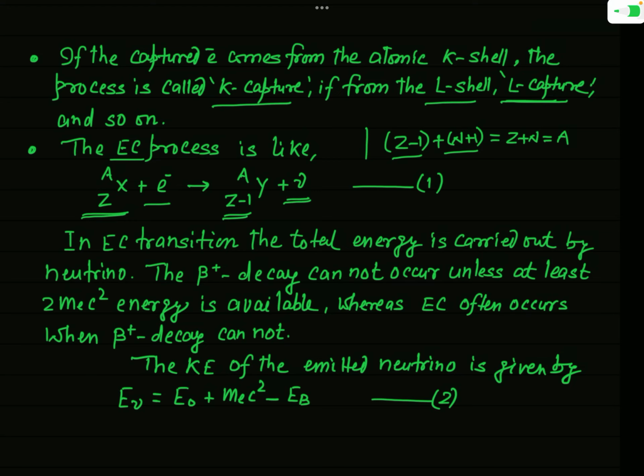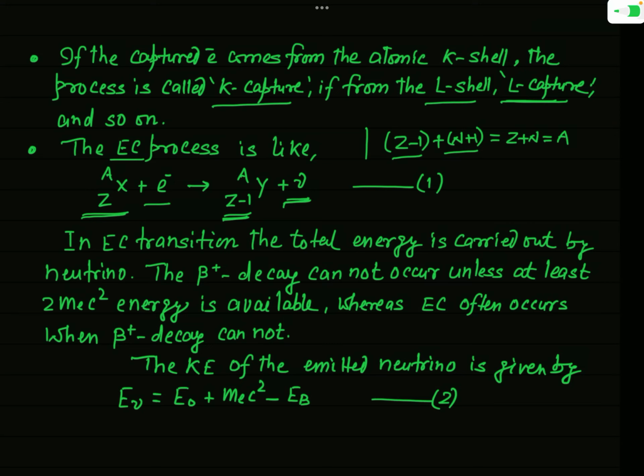So due to the very large mass, this daughter nucleus does not share any energy. Almost negligible energy is imparted to this daughter nucleus during its recoil. So you can say that in electron capture transition, the total energy is carried out by this neutrino. Total energy will be carried by this neutrino.